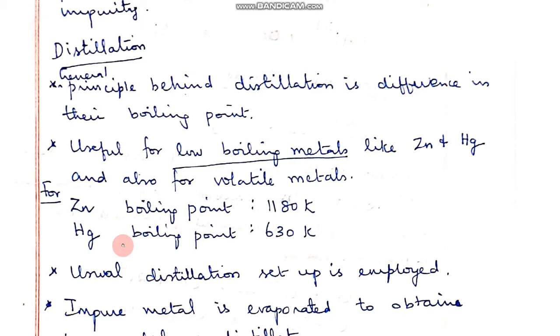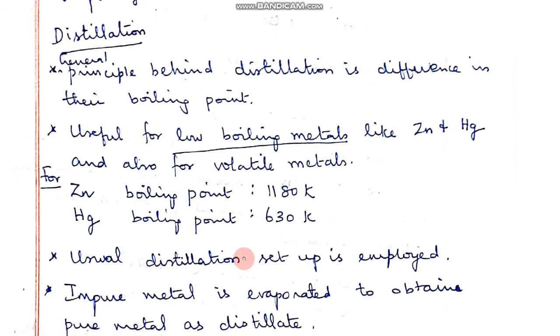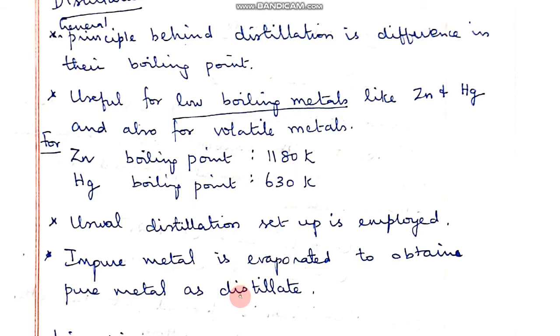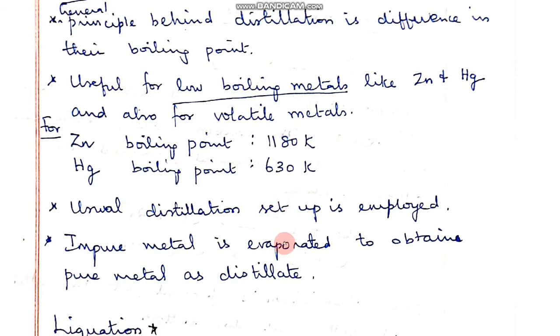For example, I'm going to take mercury, whose boiling point is 630 Kelvin. When it reaches 630 Kelvin, it will be converted into vapor and condensed, and you can collect the pure metal as a distillate, and the impurity will remain in the round bottom flask. Similarly, for other metals, you should know their exact boiling point so that you can convert them into vapor at the boiling point, and finally obtain the pure metal.